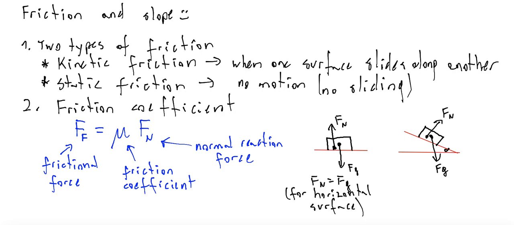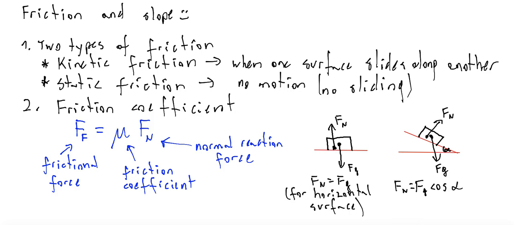If the angle is described by letter alpha, then the normal reaction force is equal to Fg times cosine of the angle. So let's look. If the angle is smaller, so when the surface is closer and closer to the horizontal surface, then for a small angle, cosine is close to 1, and the normal reaction force is close to the gravitational force. Remember about the normal reaction force on the slope. It's not the gravitational force, but the gravitational force multiplied by cosine of the angle.